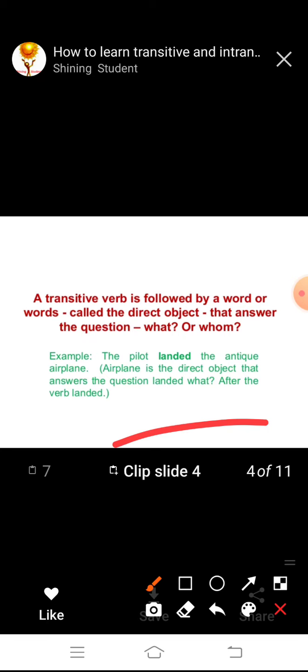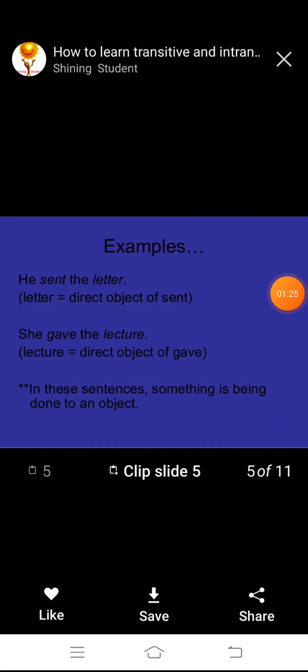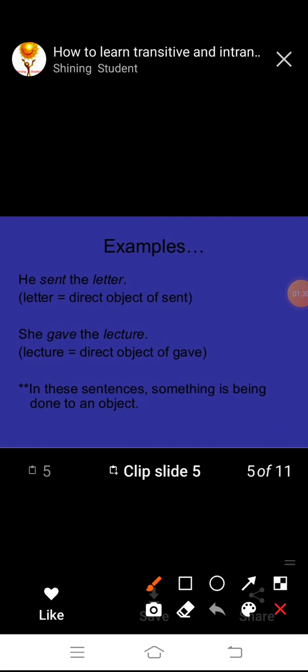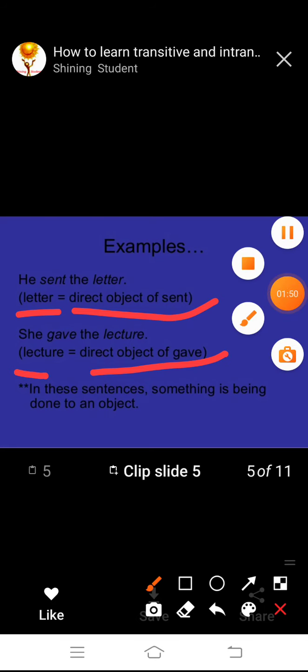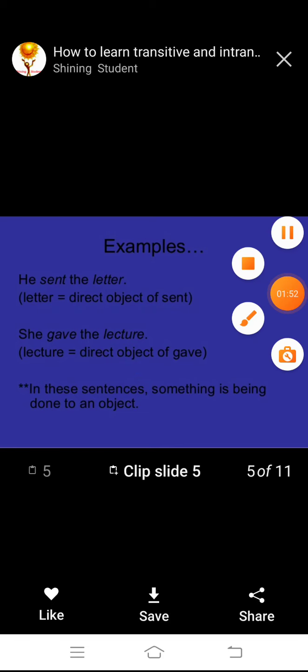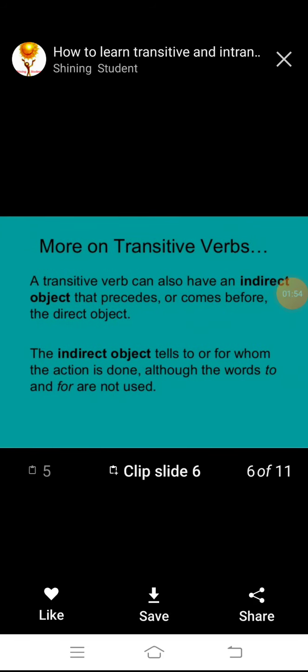Okay, now see the next slide. Example: he sent the letter. He sent what? The answer we get is letter. So letter is the direct object of sent. She gave a lecture. She gave what? Lecture. So lecture is again a direct object. In these sentences, something is being done to an object. So these verbs are called transitive verbs.